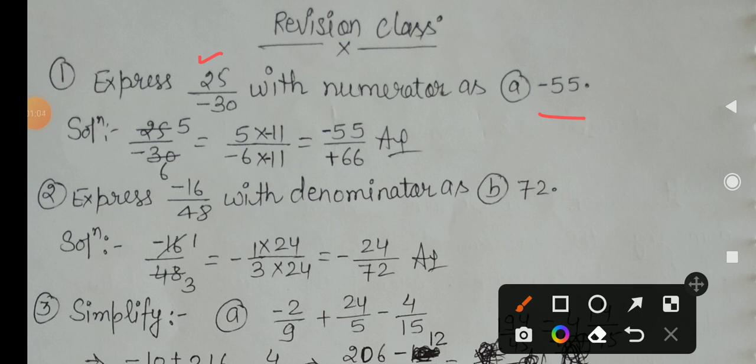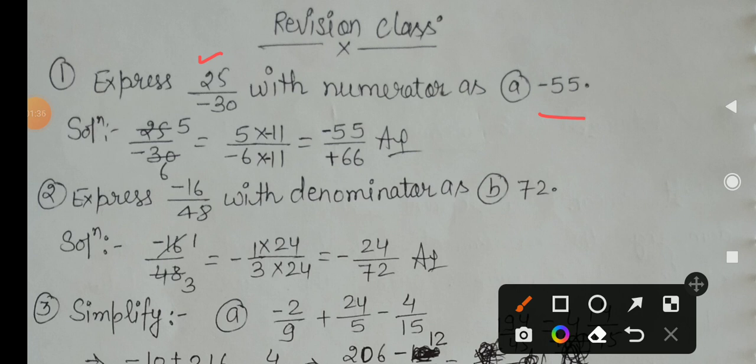So students, 25 and 30 come in the table of 5. So you have to divide 25 with 5. So 5 ones are 5, 5 fives are 25, and 5 sixes are 30. So you have to cut these values 25 and 30 with 5. So this fraction is converted to minus 5 upon 6.